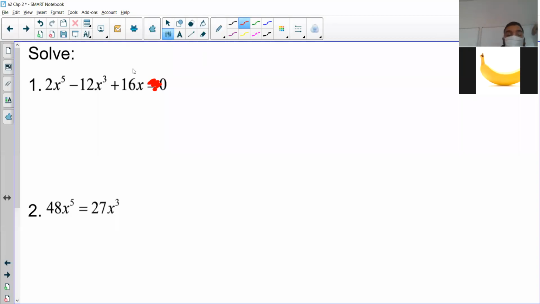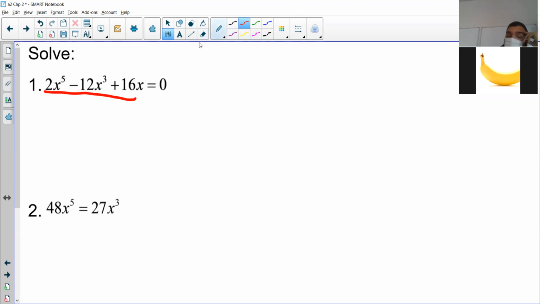And regardless, I don't know if they show up or not. All right. So for this one, we're going to factor completely. It equals 0. So we're going to factor this side completely before ever dealing with the 0.